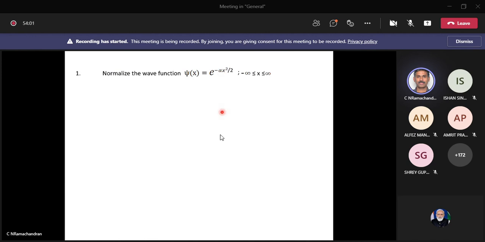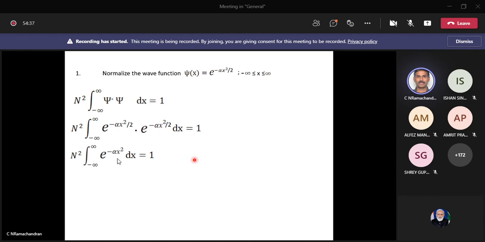Then if I want to normalize it, as I told you, instead of psi, you take it n psi. So n square will be out. So n square into the integral from minus infinity to plus infinity of psi conjugate psi. This is not a multiplication conjugate, but in this case it is a real function, nothing to worry about that. So if you substitute here, that equation will be n square into e to the power of minus alpha x square by 2 into its conjugate again e to the power of minus alpha x square by 2 dx is equal to 1. Now you know these are exponential minus alpha x square by 2 into e to the power of minus alpha x square by 2. You can use your mathematics, it will tell that it is e to the power of minus alpha x square dx, right? Product.